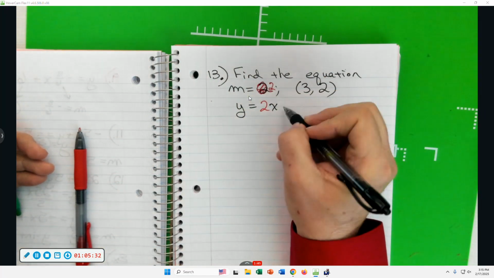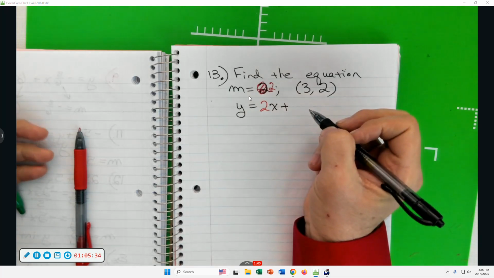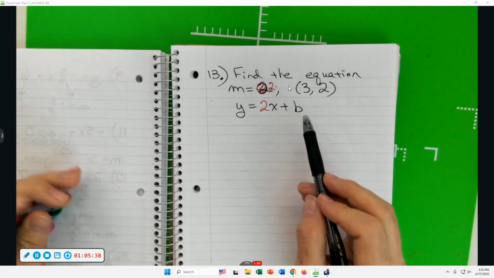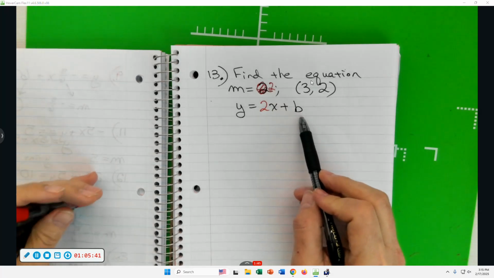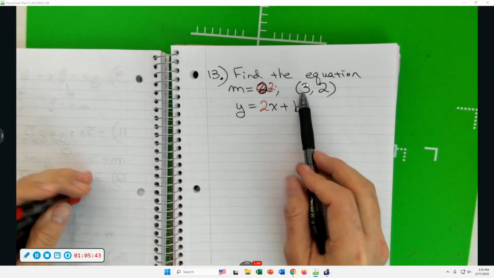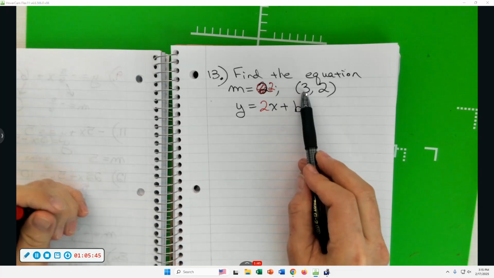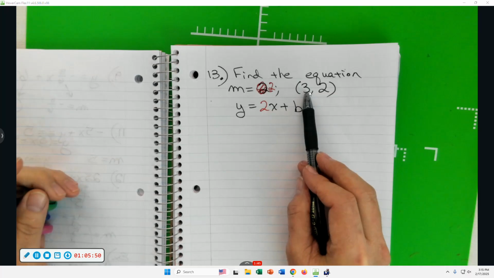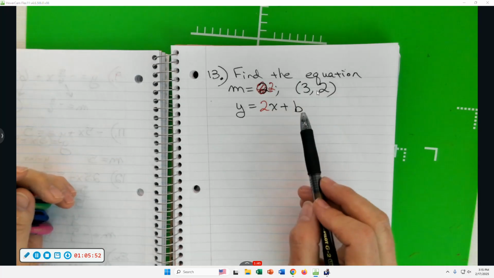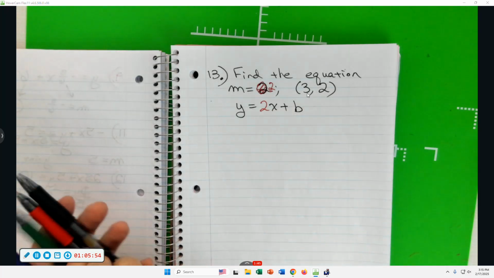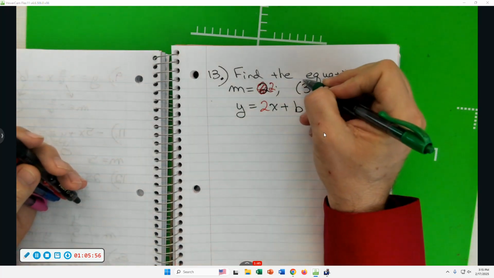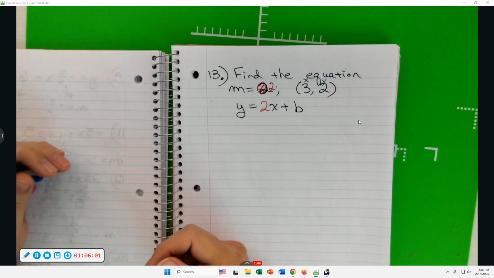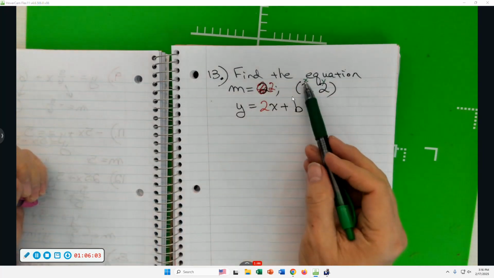Do we know b? No, we don't know b. That's the problem. They didn't give us the b value. How do you know it's not the b value? That number there isn't 0. That x-coordinate has to be 0 if it's a y-intercept. They didn't give us the y-intercept, but you know what they did give us? They gave us an x and a y.